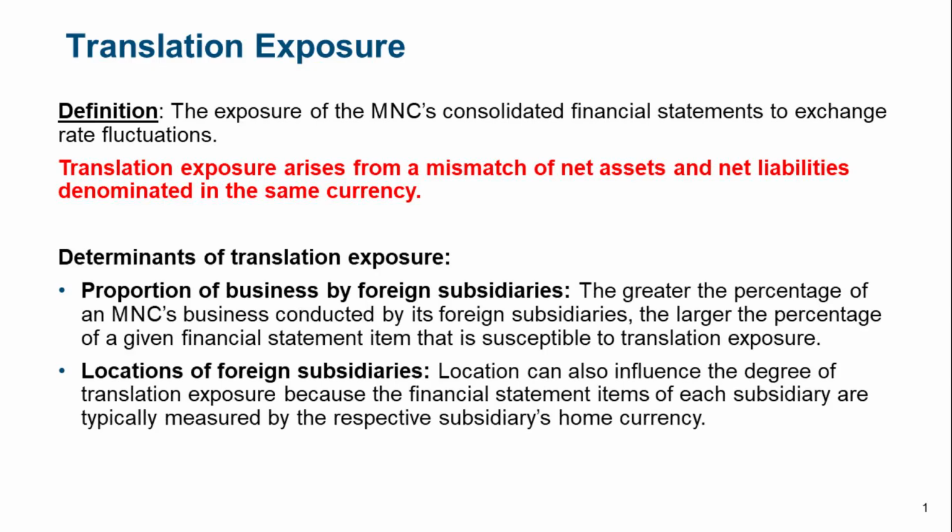As our final topic for this session, translation exposure is about how currency changes affect a multinational's consolidated financial statements. This occurs when a company's foreign subsidiaries hold assets and liabilities in a local currency that fluctuates against the home currency. The greater the share of operations overseas, and the more volatile those foreign currencies, the larger the translation risk.